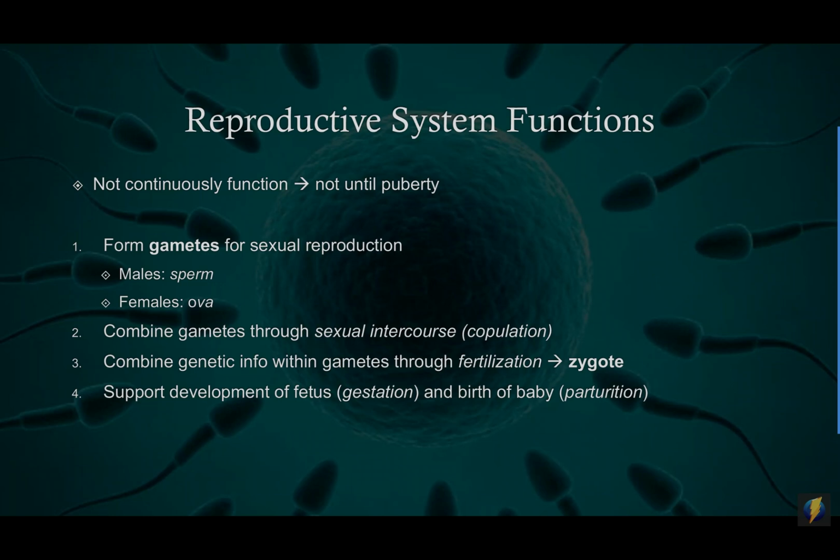And then the subsequent development of the fetus and subsequent birth of the baby, again, all coming from the female reproductive system. And so the female reproductive system is slightly more complicated than the male reproductive system, in part because of pregnancy and childbirth, gestation and parturition. And so we will spend probably more time talking about female physiology than male physiology, just because there are a little bit more complicating factors with female physiology.